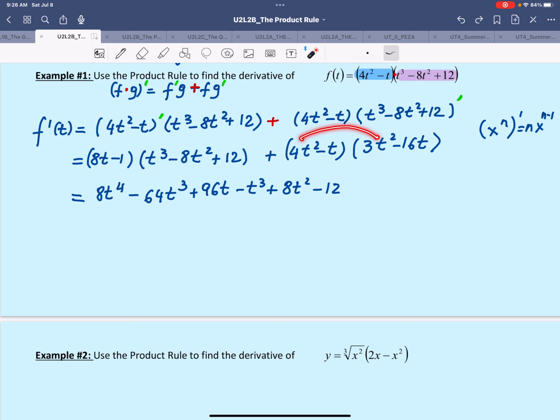This is pure FOIL. So 4 times 3, 12, t to the 4, and then minus 4 times 16, 64, t to the power of 3, negative 3t cubed, and then positive 16t squared.